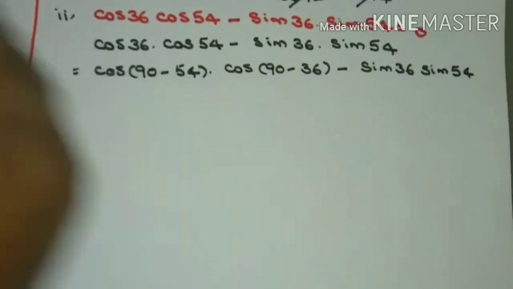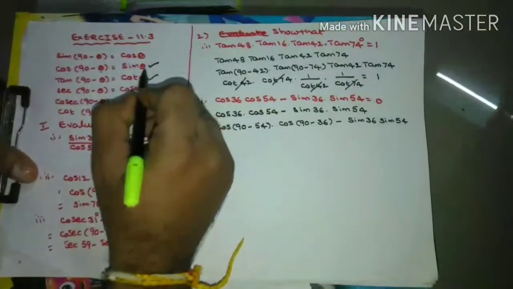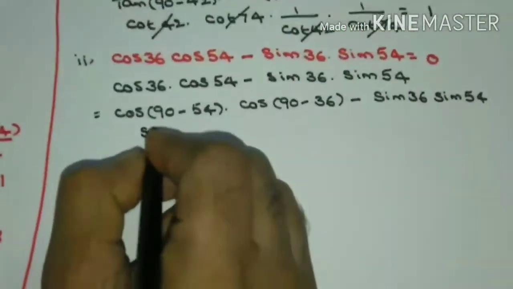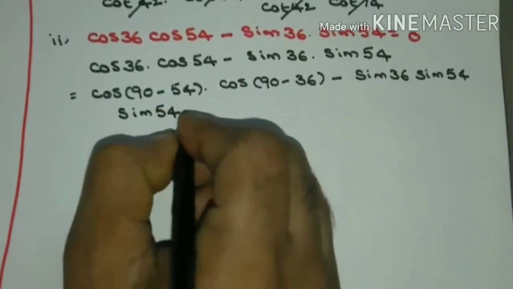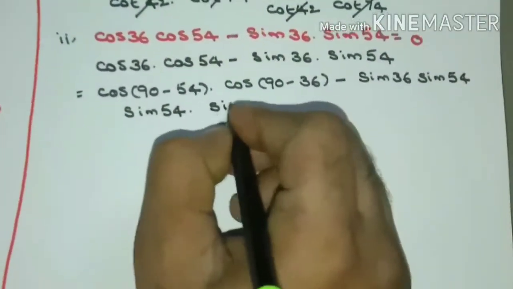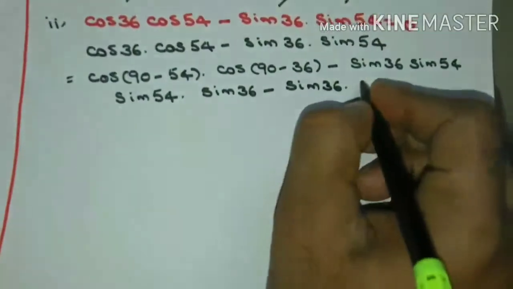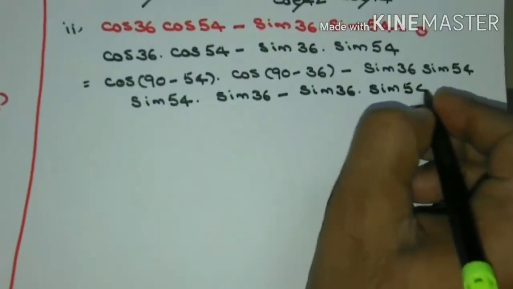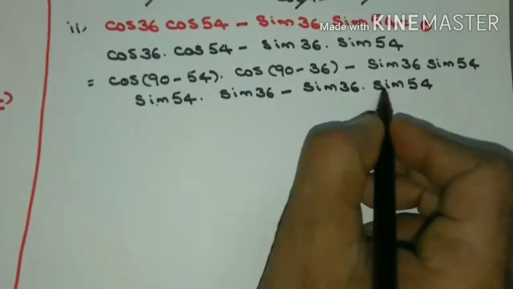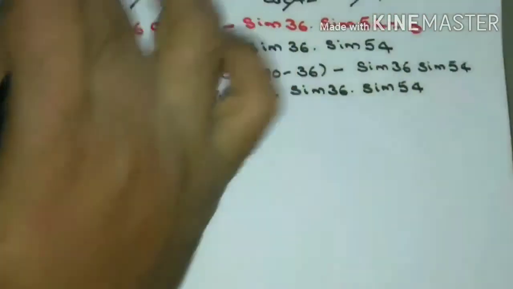Now cos of 90 minus theta equals sin theta. That's why cos of 90 minus 54 becomes sin 54, and cos of 90 minus 36 becomes sin 36. Same concept: sin 54 sin 36 minus sin 36 sin 54. Both are the same, so the answer will be 0. This is the second Roman numeral.